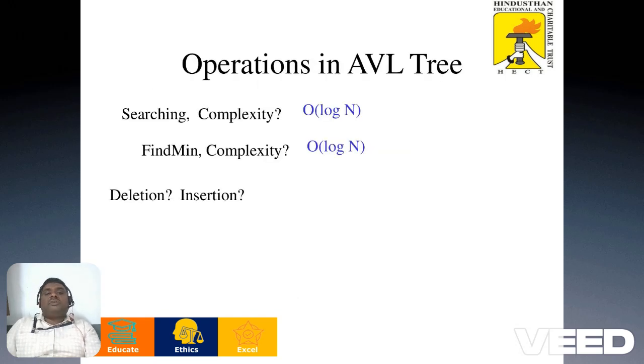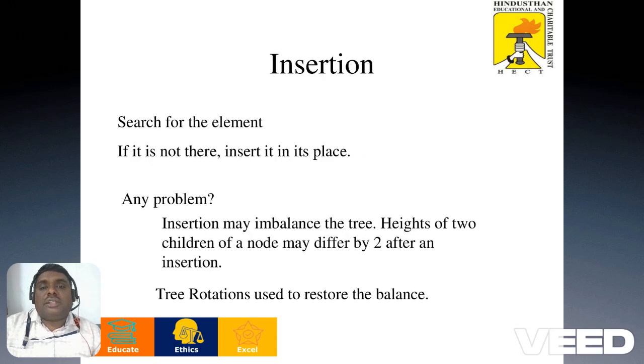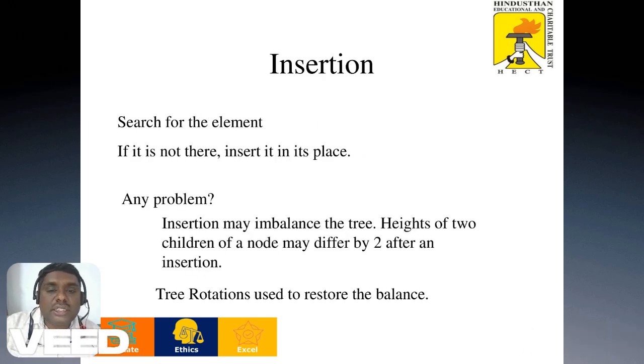These are the operations of the AVL tree. For searching, the time complexity is big O of log n. For finding the minimum, the complexity is also O of log n. Next are insertion and deletion operations. While inserting values in the AVL tree, it should be balanced, and we have to follow four rules.